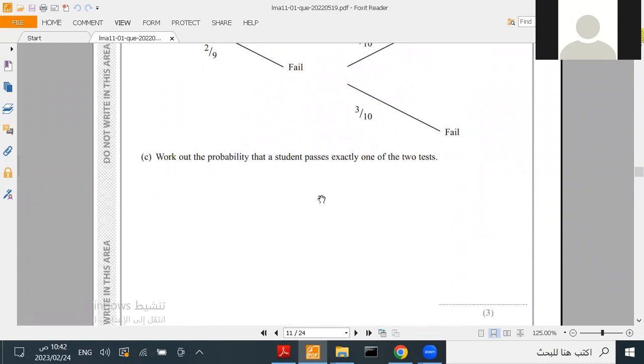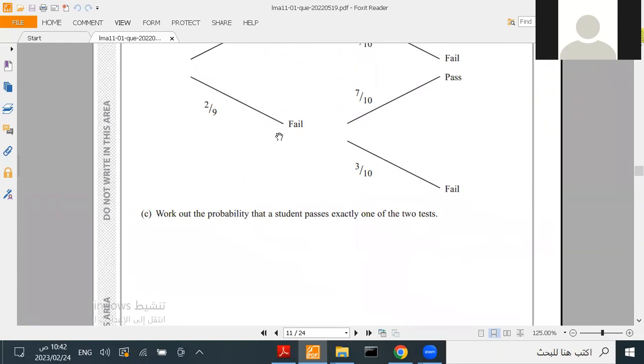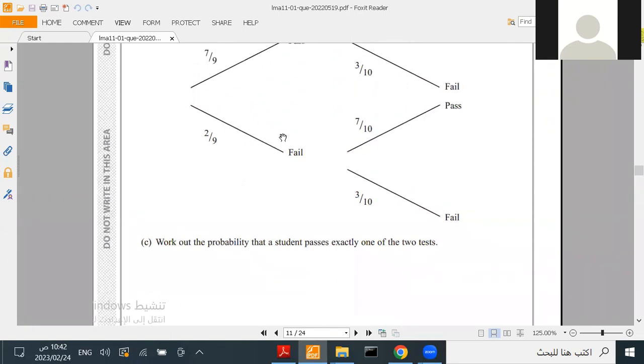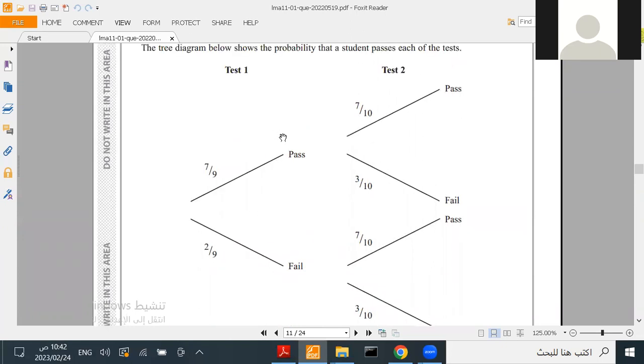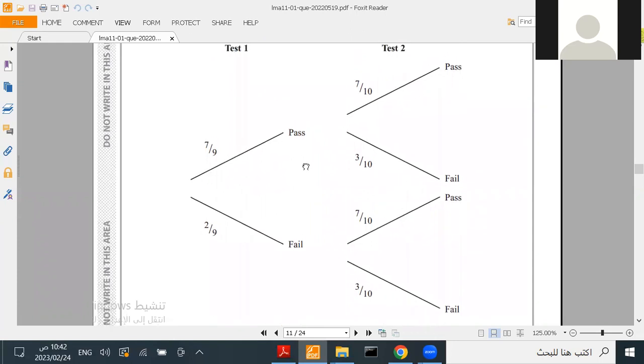Work out the probability that a student passes exactly one of the 2 tests. This is important. It means exactly one of the 2 tests. It doesn't specify whether he passes the first one or the second one. That means we're going to work on both probabilities. What does this mean? Passes one test means pass, fail, or fail, pass. So we're going to follow these 2 paths.